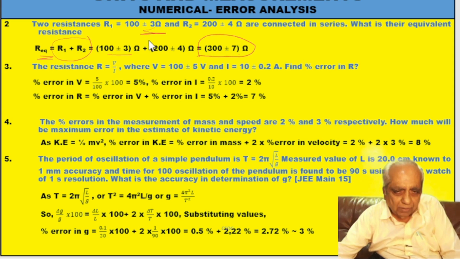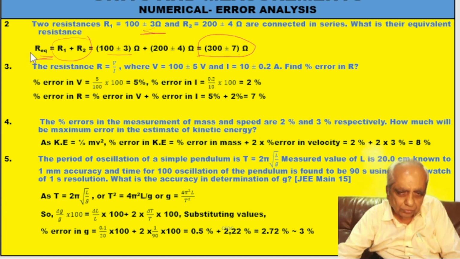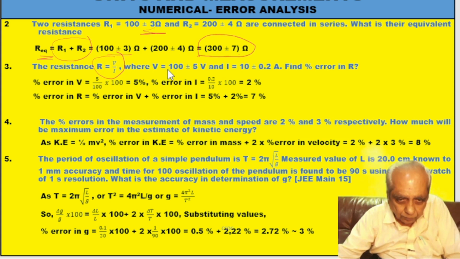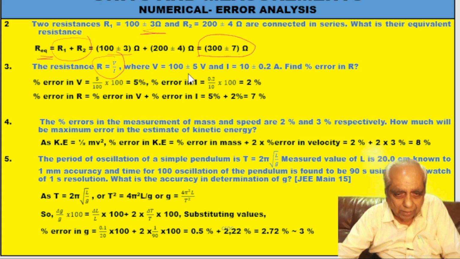This we have learned while discussing the theory that whenever there is an addition or subtraction, the absolute errors get added up. So this is to revise that formula. Now the next sum. The resistance R is equal to V upon I, which you know by Ohm's law. Now voltage is given to be 100 plus or minus 5 and current is 10 plus or minus 0.2 ampere.